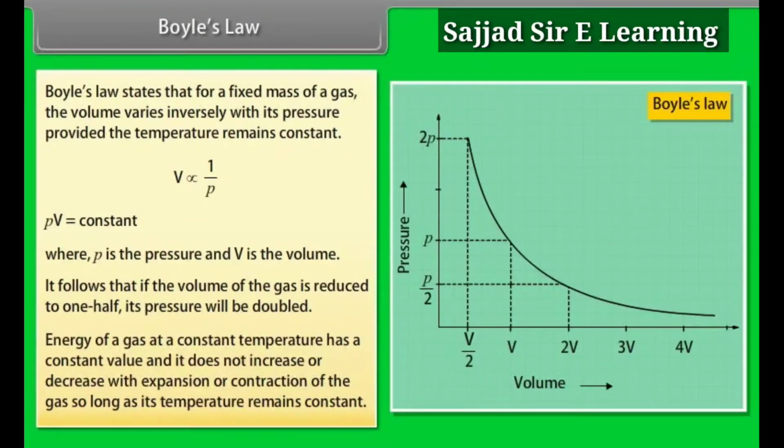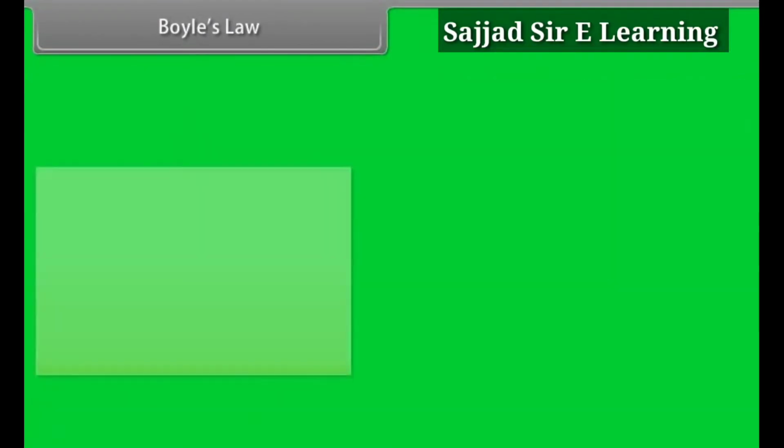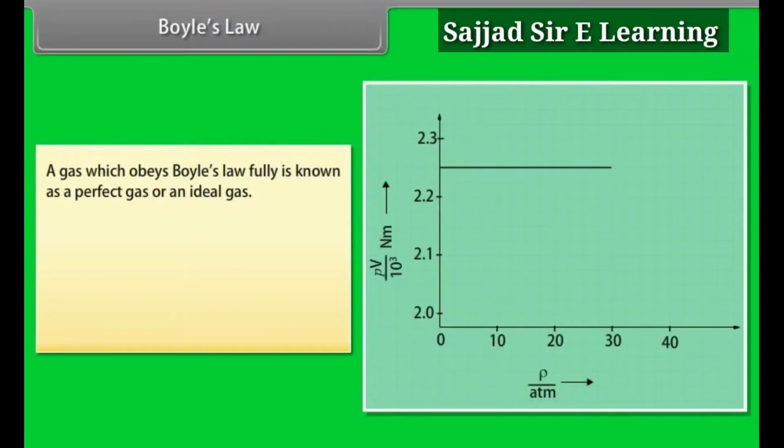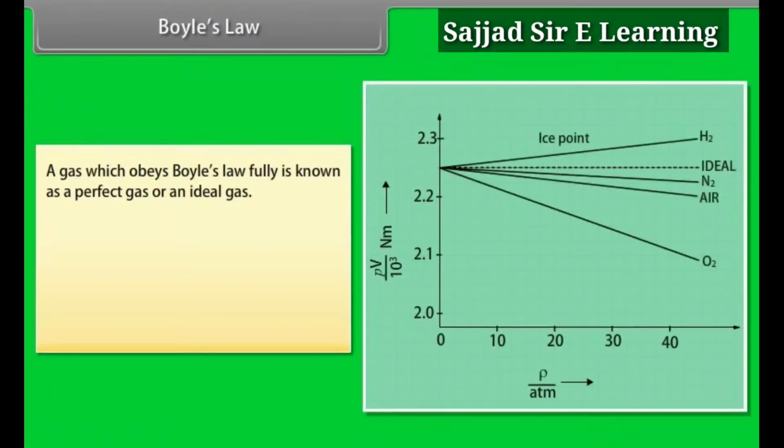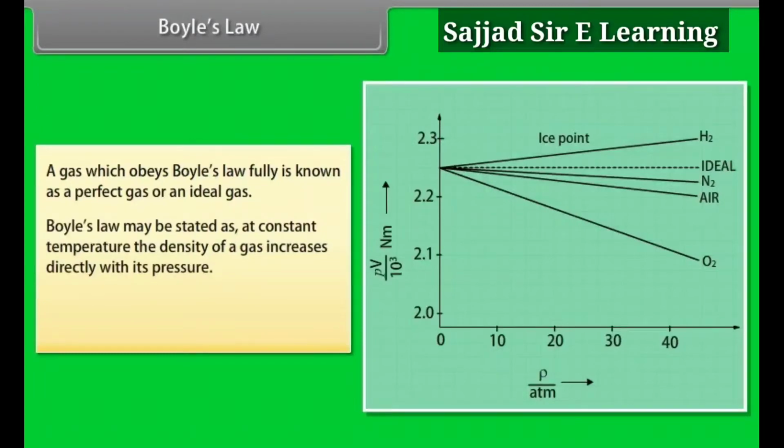Energy of a gas at a constant temperature has a constant value and it does not increase or decrease with expansion or contraction of the gas so long as its temperature remains constant. A gas which obeys Boyle's law fully is known as a perfect gas or an ideal gas. Boyle's law may also be stated as: at constant temperature, the density of a gas increases directly with its pressure. P/ρ = constant.